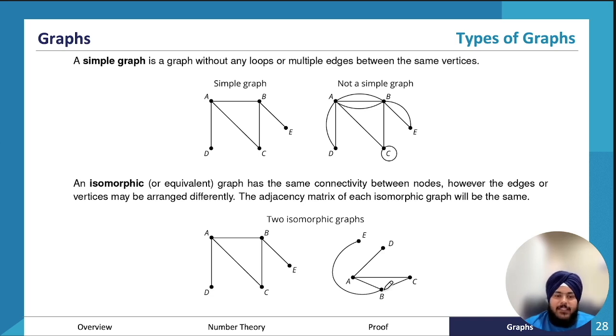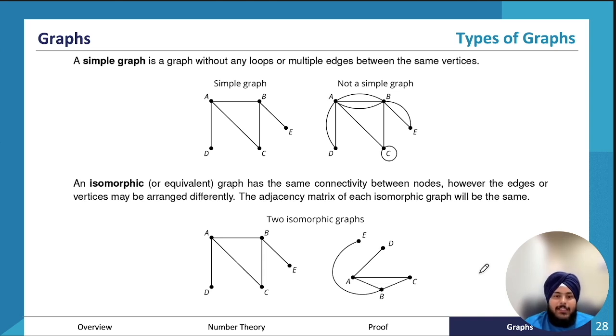Or for example, maps, a really good application of this. So we might just have a common map, and then we might draw an isomorphic graph just to make the map a little bit more useful. So really, really important sort of stuff.